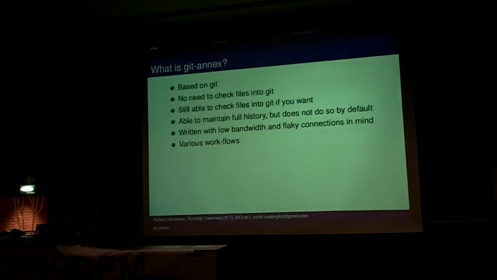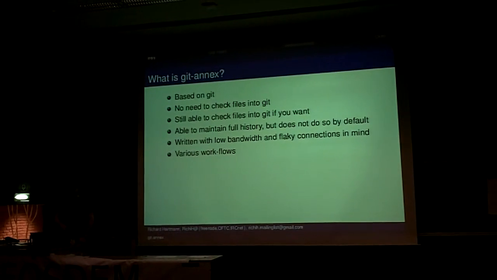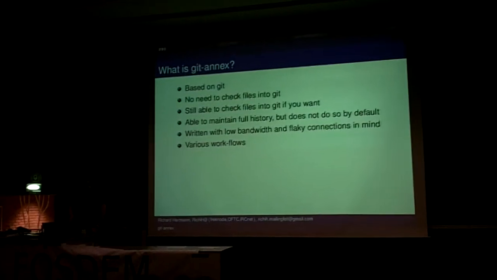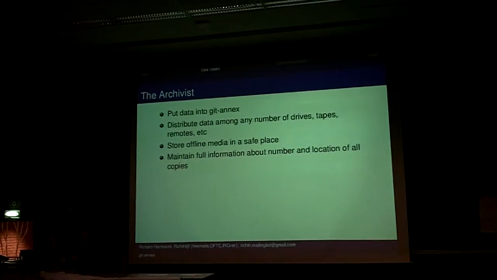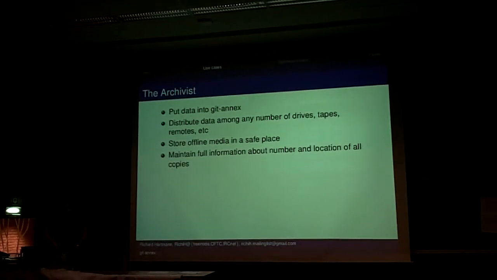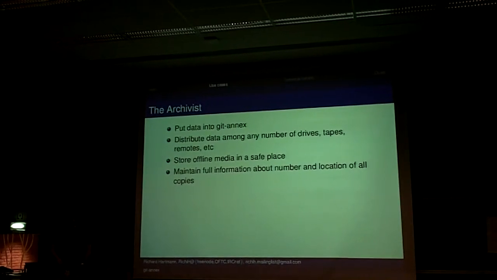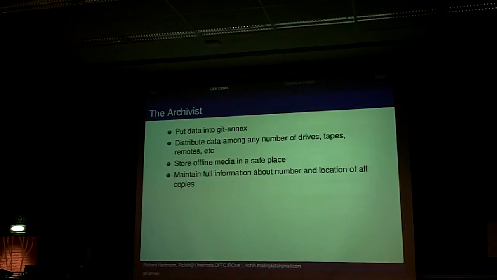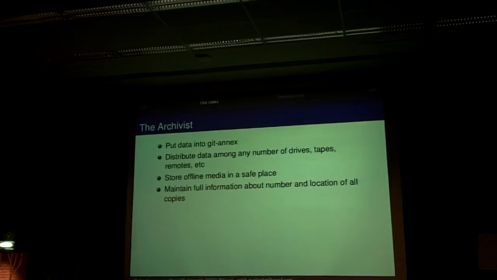And it allows for thousands of different workflows. It's very, very flexible. It's pretty much as flexible as JIT itself. So let's get to some use cases. There are three major use cases which are usually used to present the value of JIT Annex. The first one would be the archivist. He, or she, just puts everything into an annex, or several annexes depending on how you use it.